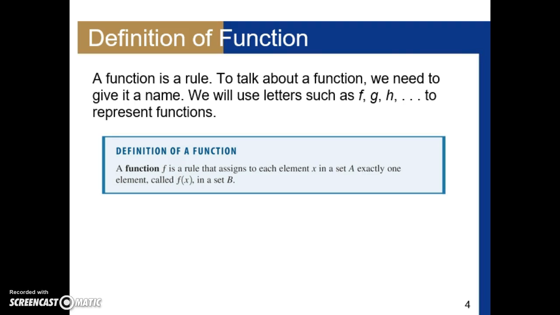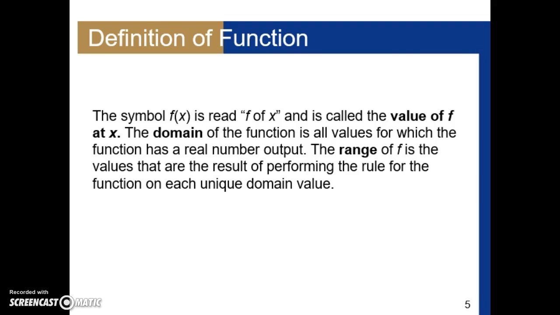So we need a rule to show us what manipulation is going to happen on the input value, x, in order to give us the corresponding output value, y. And those x and y values are what gets graphed in the plane that gives us the graph of our function. So we read the symbol f of x as f of x. It's called the value of f at x.